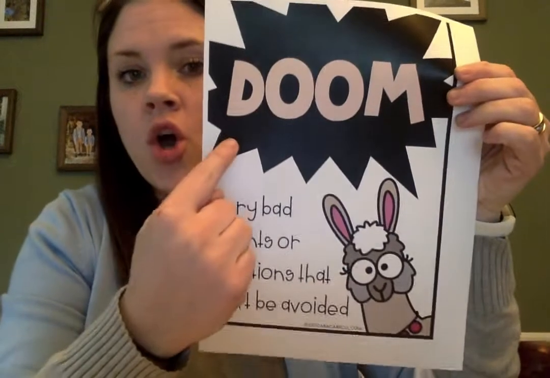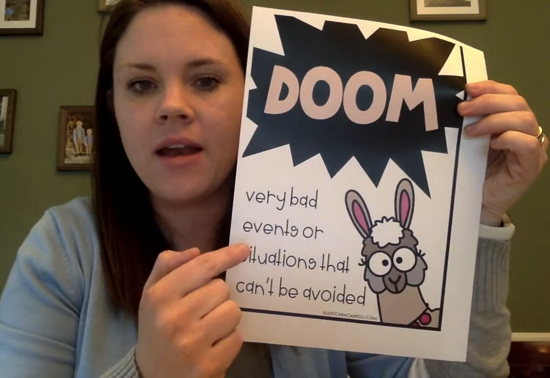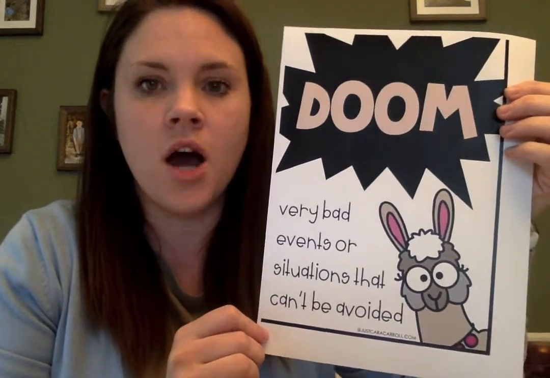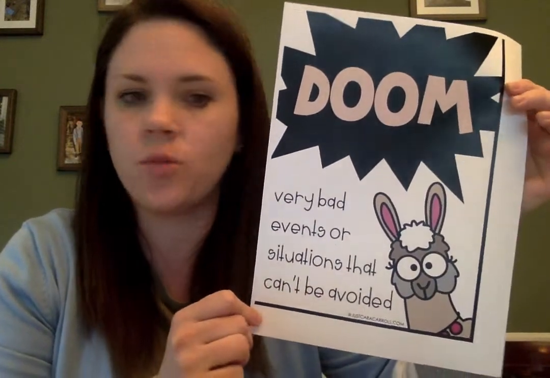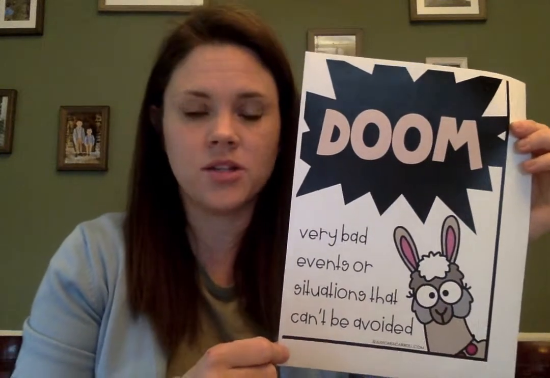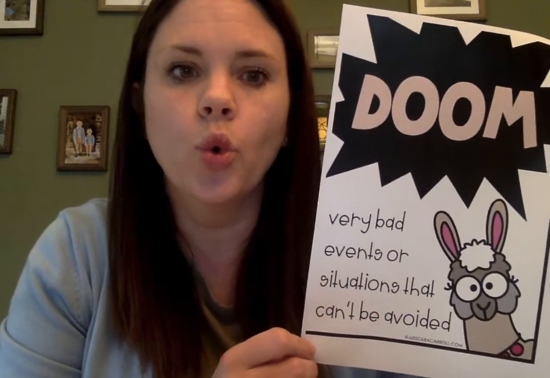So as I'm reading this, I want you to read along with me. There is a word I want you to listen for, okay? And that word is doom, which means very bad events or situations that can't be avoided. So doom is very bad events or situations that can't be avoided. So anytime you hear me say the word doom in the story, I want you to say it with me, and we're going to go like this. Doom. Dun, dun, dun.